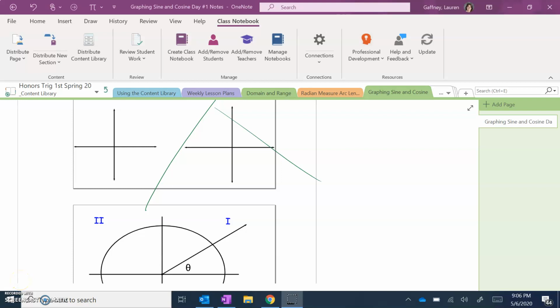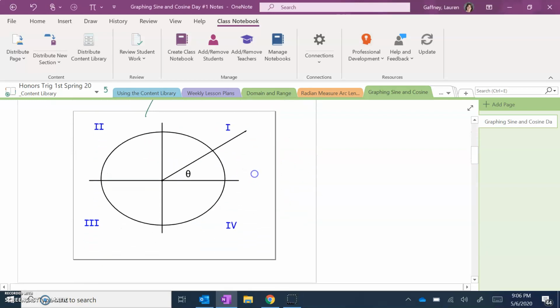Hi guys, this is going to be the first part of learning how to graph sine and cosine. So let's skip over this first slide. On this slide, we're going to briefly recall the unit circle and some values that are important.